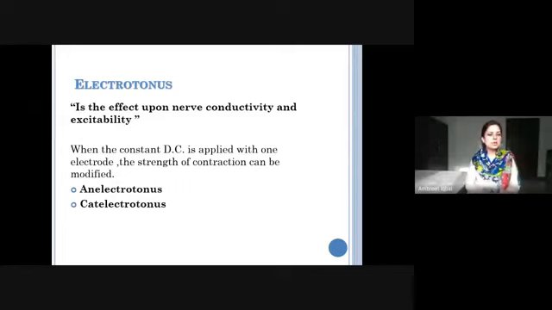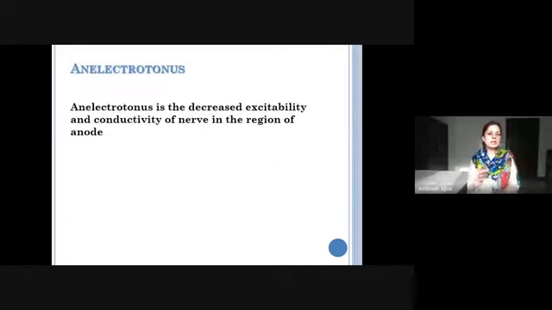What is electrotonus? Electrotonus is a decreased excitability and conductivity of a nerve in the region of the anode. So I said earlier there are two sorts of electrodes: one is the anode and the other is the cathode. At the level of the anode, when you apply it, there is decreased excitability and conductivity of the nerve. While at the level of the cathode, there would be increased excitability and conductivity of the nerve where you are going to apply.